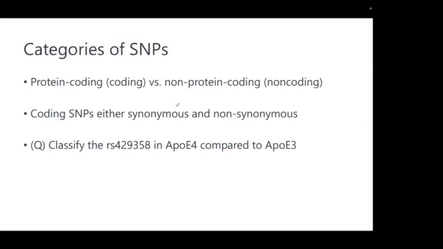Now, the categories of SNPs, we already covered them, right? The coding region versus the non-coding region, and for coding region SNPs, synonymous or non-synonymous. In the example of the ApoE4 SNP, which changes cysteine to arginine, that belongs to the coding region and is non-synonymous. Is it clear?